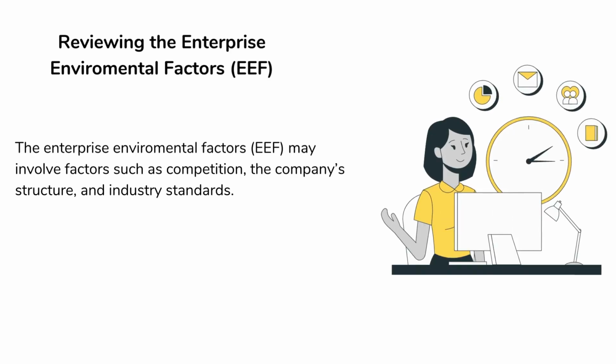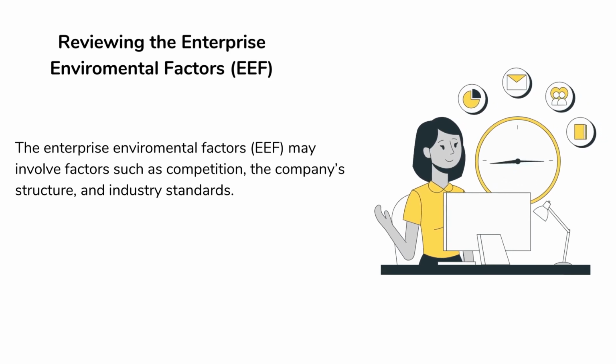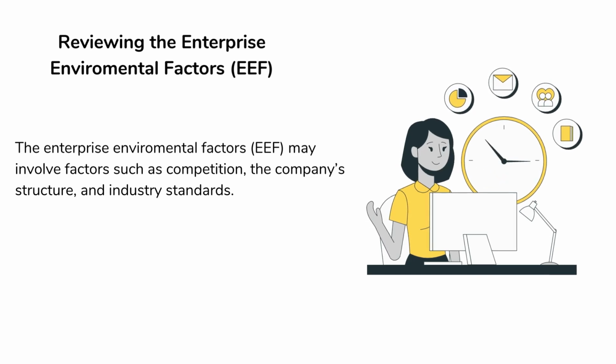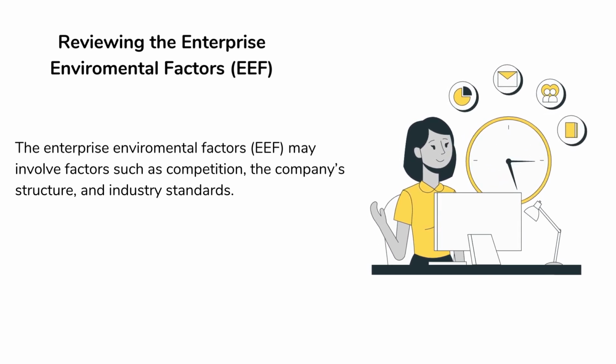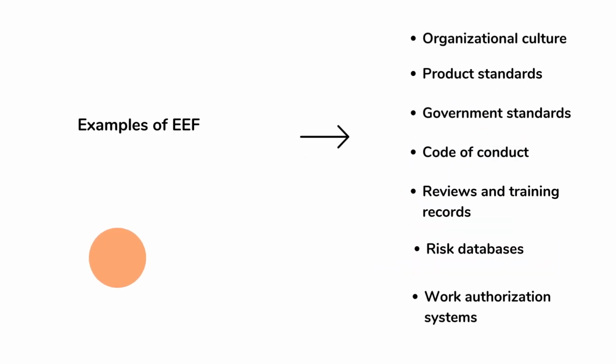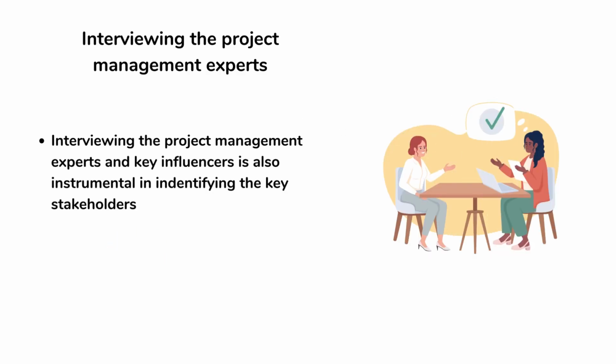The enterprise environmental factors (EEF) may involve factors such as the competition, the company structure, and industry standards. Reviewing these factors can help you identify the stakeholders. Examples of EEF: organizational culture, process and infrastructure, product standards, quality standards, government standards, code of conduct, reviewing and training records, work authorization system, and risk database. Interviewing the project management expert and the key influencers is also instrumental in identifying the key stakeholders.